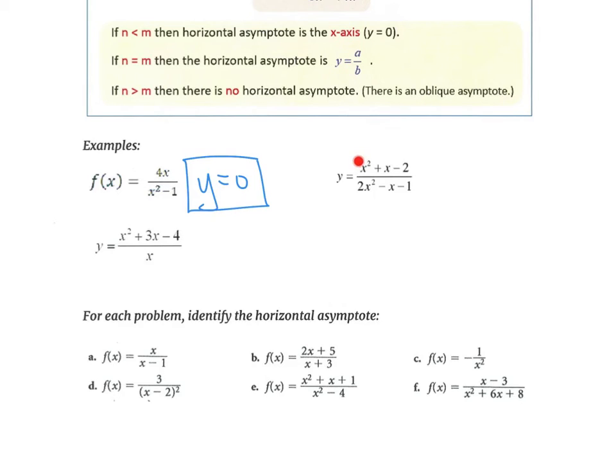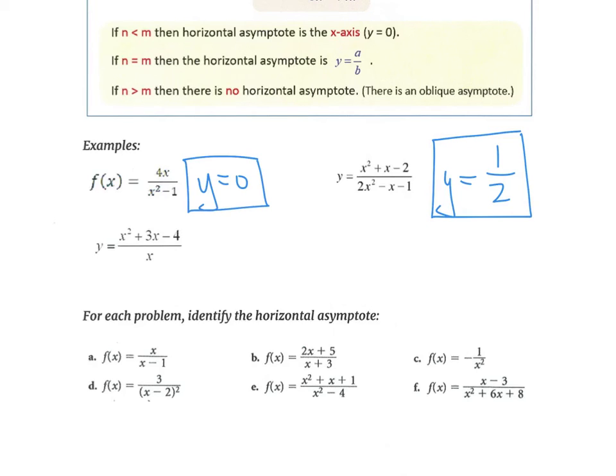That means that the leading coefficient 1 divided by the leading coefficient 2 is our equation. That gives us y equals 1 over 2. It doesn't simplify, so y equals 1/2 is it.